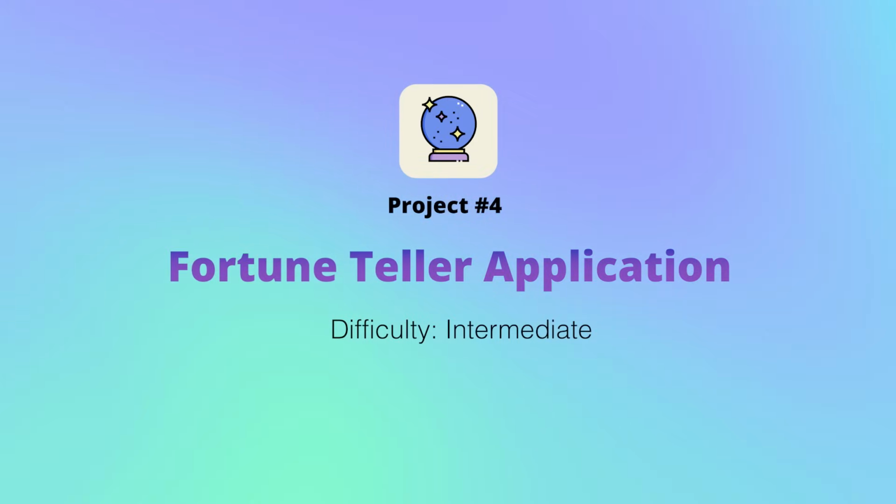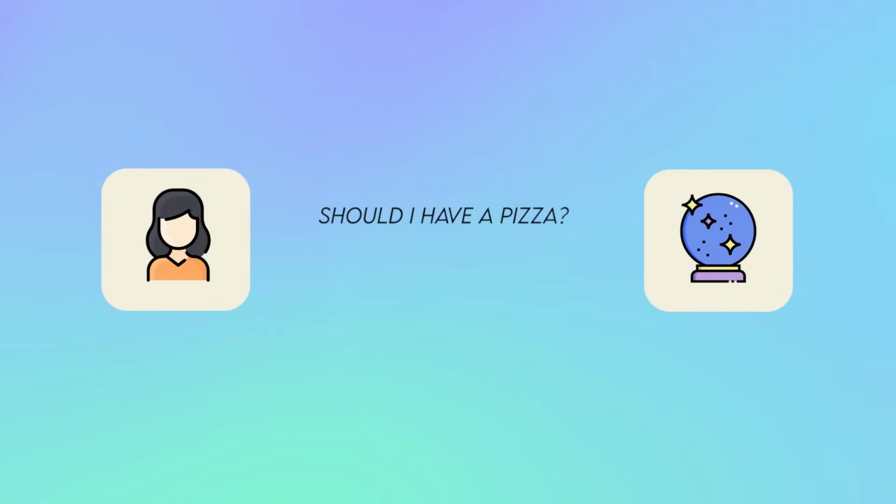Alright, project number 4 is another fun one. We're going to build a fortune teller application. Now, this application can't actually tell your fortune, and you probably shouldn't take any advice from it. But what you can do is ask any question that you like, and the application will tell you yes or no. For example, if you ask, should I have a pizza for lunch? The application would either reply with yes, no, or maybe. Here's how you build it.